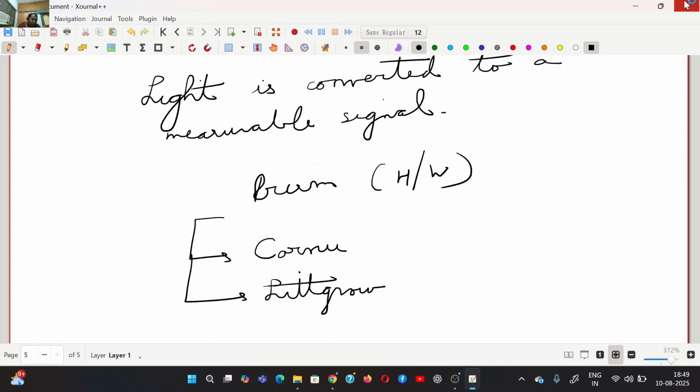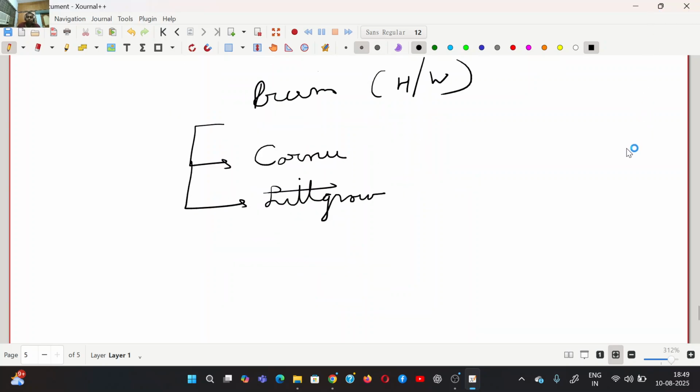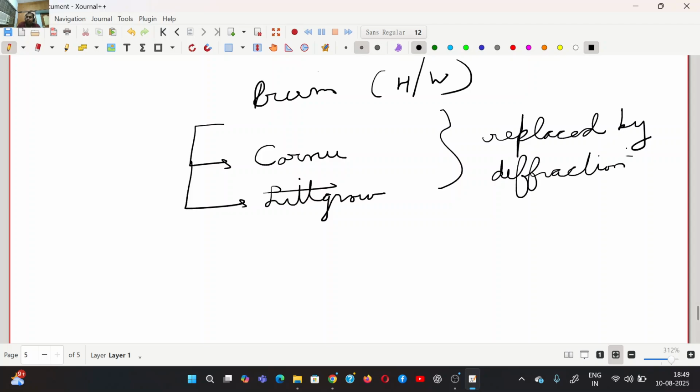Like that, there is something called a Cornu prism also. But the reason I won't be covering these is that in modern instruments, they are replaced by diffraction gratings.